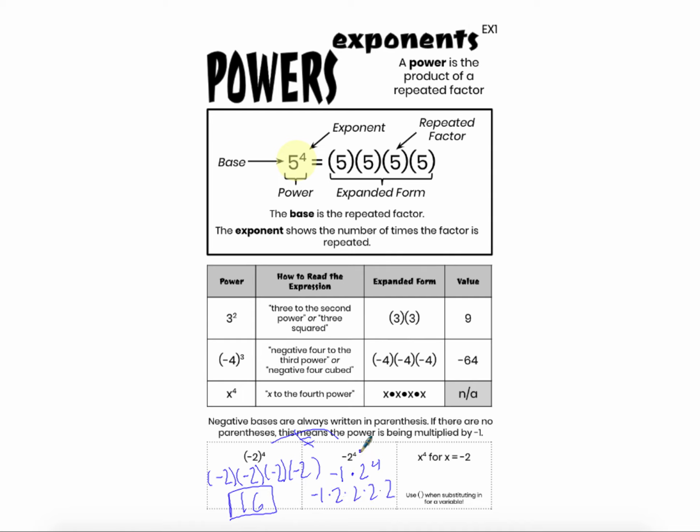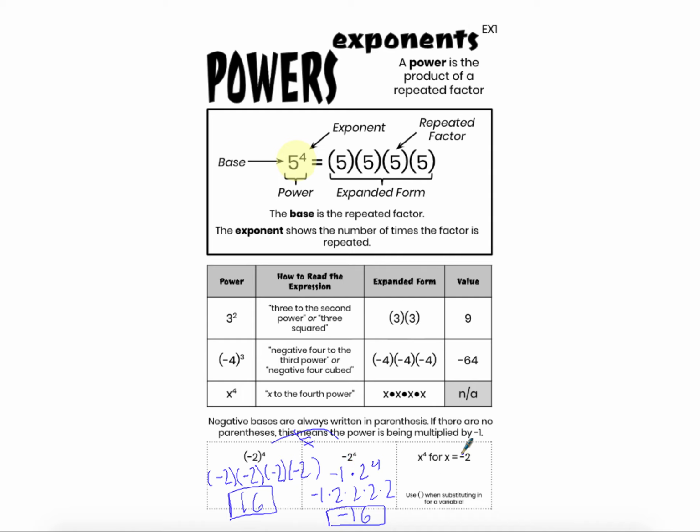So negative 2 to the 4th without parentheses is 2 to the 4th, which is 2 times 2 times 2 times 2, 16, multiplied by negative 1, which is in fact negative 16. It is absolutely crucial that you understand the difference between these two expressions. Negative 2 in parentheses is a repeated factor of negative 2. Negative 2 to the 4th, no parentheses, is a repeated factor of 2, which we then multiply by negative 1.